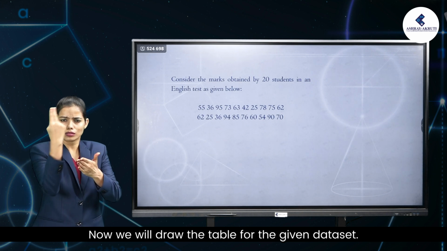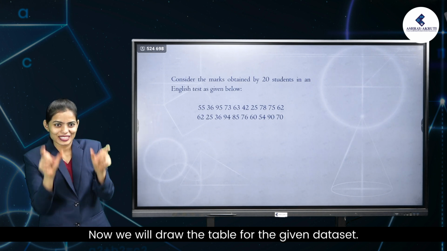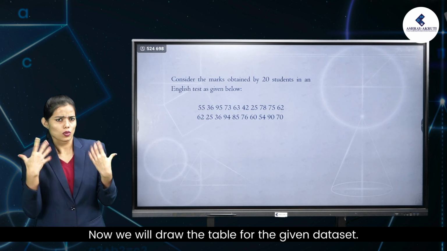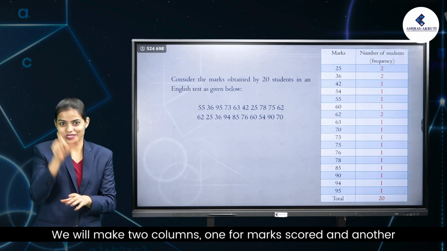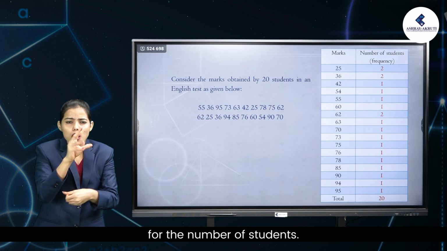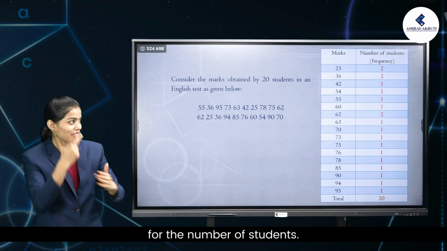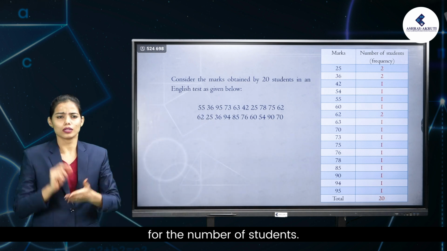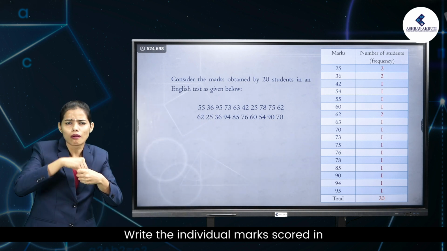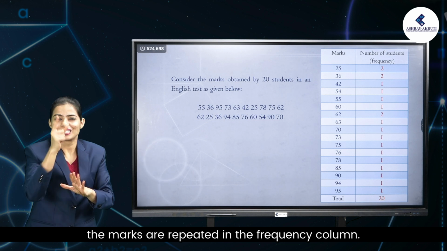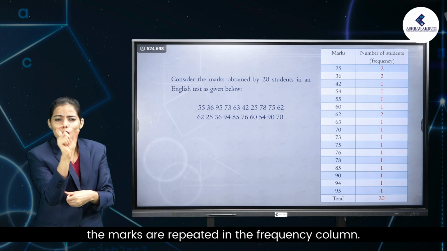Now we will draw the table for the given data set. We will make two columns, one for marks code and another for the number of students. Write the individual marks code in the marks column and the number of times the marks are repeated in the frequency column.